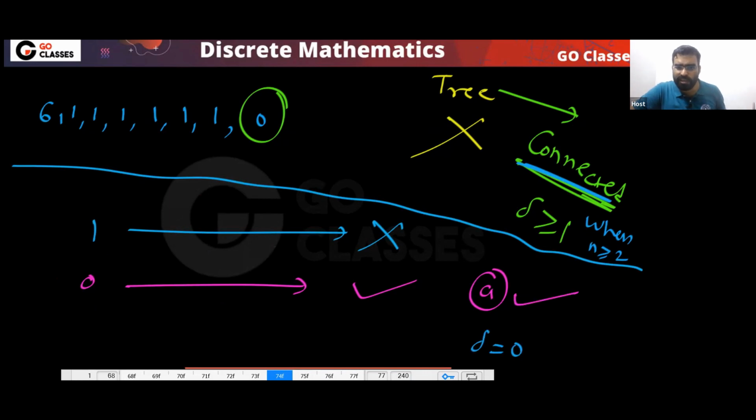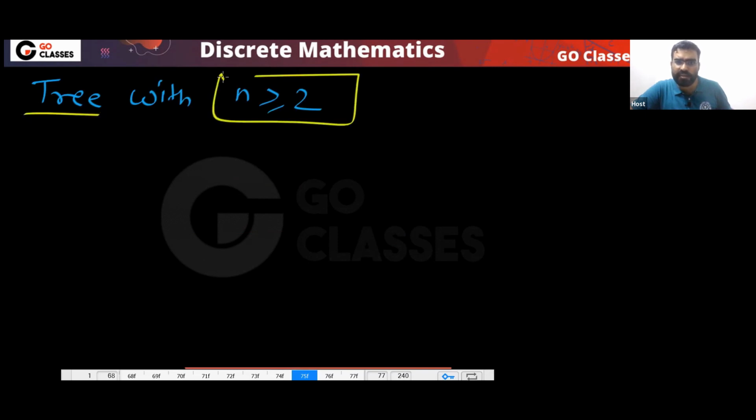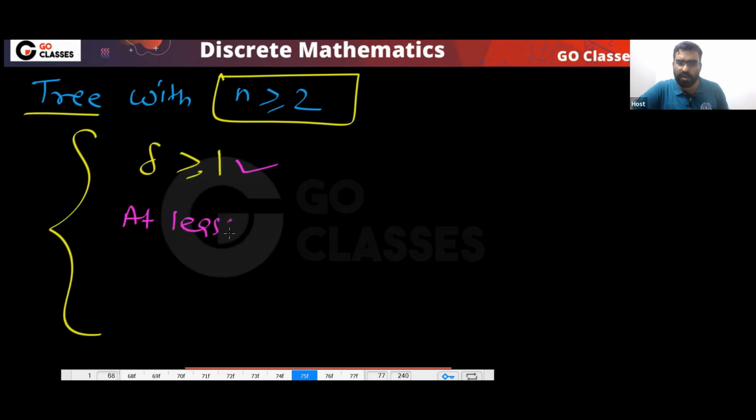So when you have one vertex, remember this point. For a tree with n greater than or equal to 2, this condition is important, these things will happen: the minimum degree is greater than or equal to 1, and there are at least 2 vertices of degree 1. These things will happen when n is greater than or equal to 2.